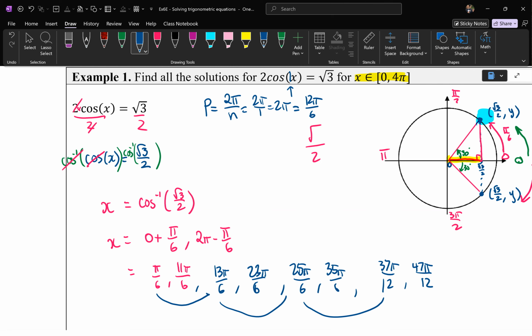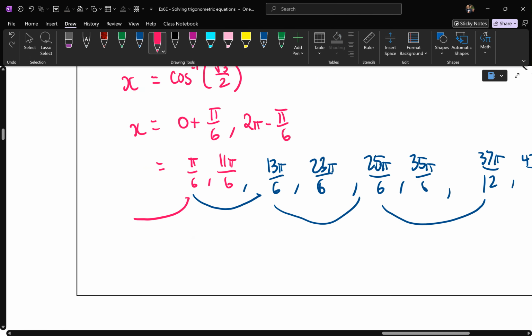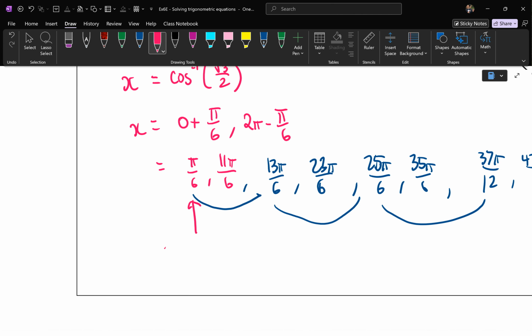Now you said you want from 0 to 4 pi. Well, clearly, if I subtracted 12, it'll be negative, so it can't be. The smallest value clearly is here. So 0 to 4 pi. Now 4 pi, if I had to write it in terms of 6, it has to be 24 pi on 6. 4 pi is equivalent to 24 pi on 6. So that means it gets cut off here. From 0 to 4 pi, these are my possible solutions that you can have.